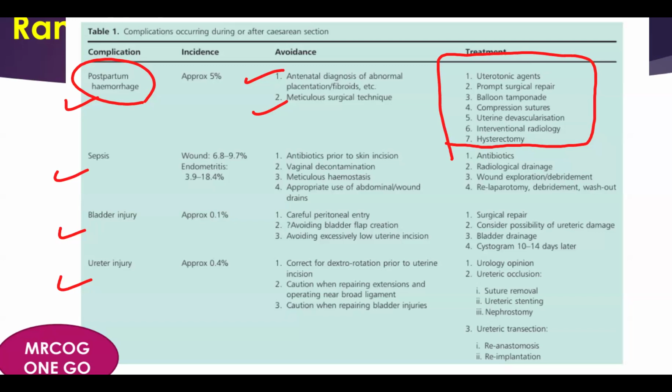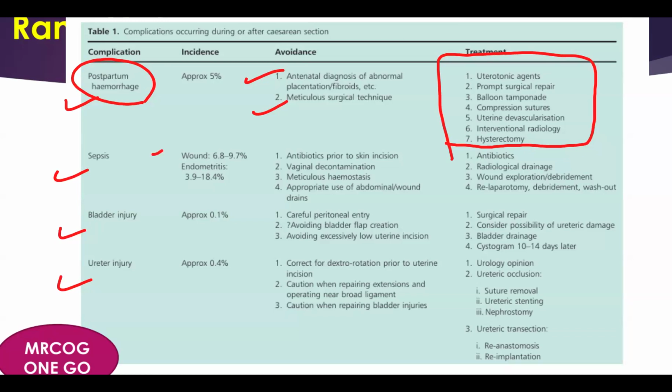So here, just to summarize our task today: we are doing brainstorming and thinking about all the different scenarios. But if you want more details about postpartum hemorrhage, for sure it will be the RCOG guideline. Coming to the second complication, which is sepsis.